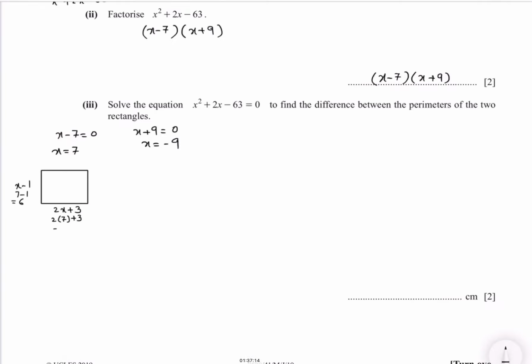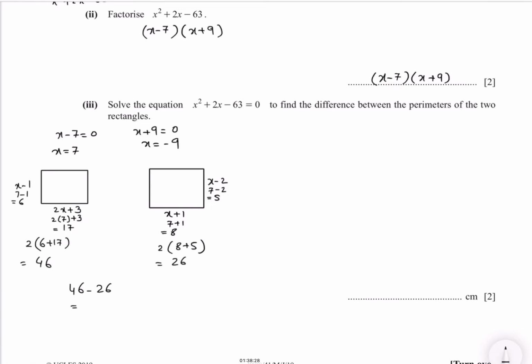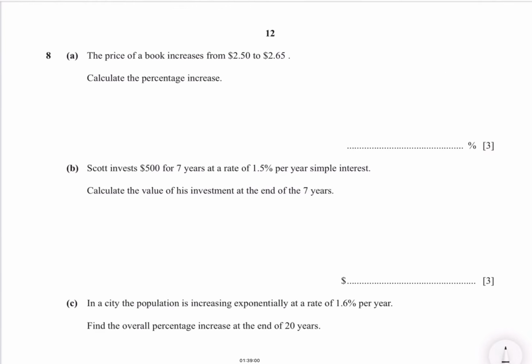So x minus 1 and x plus 3. So place the value of x, which is 7, in x and solve it. So one side is 6 and the other is 17. So do the same thing with the second rectangle. Now the perimeter of the first is 2 times 6 plus 17, 46, and the perimeter of the second is 2 times 8 plus 5, 26. So the difference is 46 minus 26, which is 20.